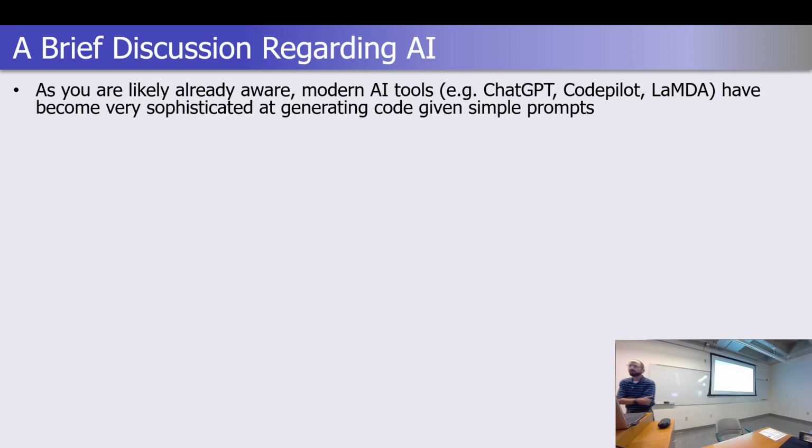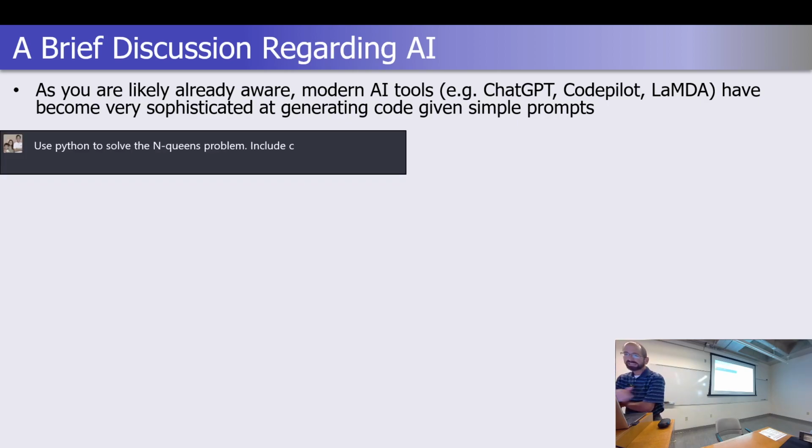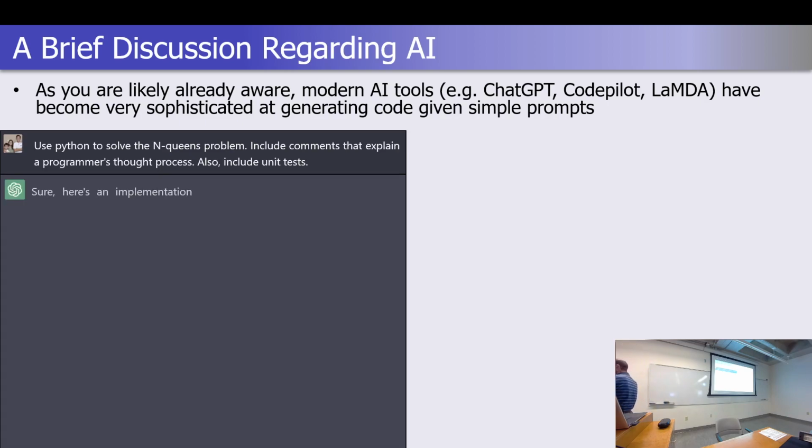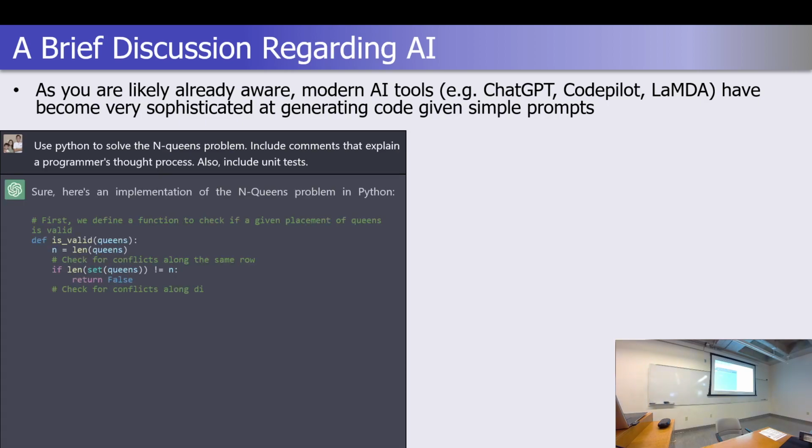Who here is familiar with ChatGPT? Just to give an example. Most of you, and that's fine. There are lots of large language models, the modern AI tools, and they've become pretty sophisticated at generating code given simple coding prompts. The example I give here is not in C, but it actually does a pretty good job in C as well. Here's my prompt I gave to it.